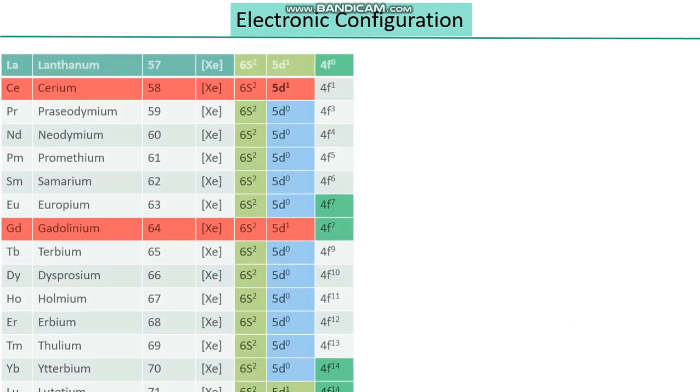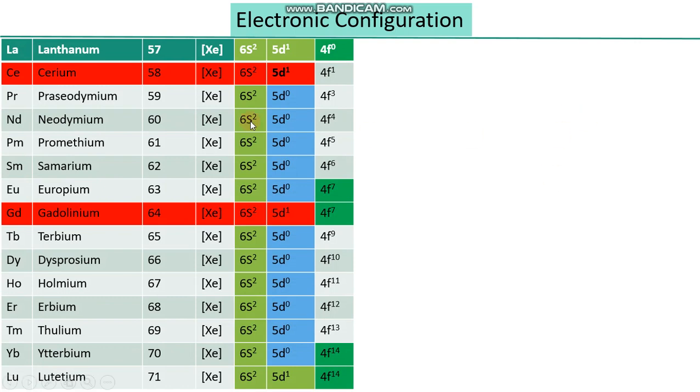Now let's draw the electronic configuration of the series. Starting from lanthanum, we will include lanthanum in the series because the penultimate shell electronic configuration is similar to what lanthanides have.